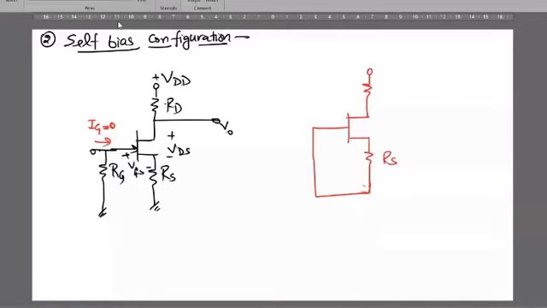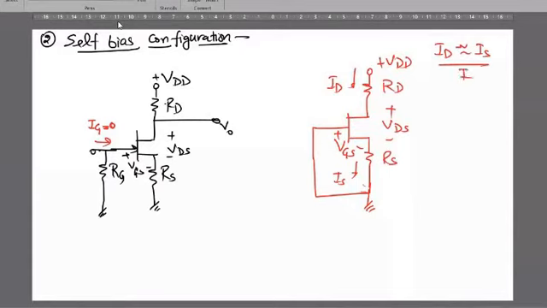and this terminal is grounded. This is VGS plus minus. This is VDS plus minus, and this is RD, and this is plus VDD, and the current that flows through is ID, and this is IS. And another assumption that we know very well, that is ID equals IS because IG equals zero. Okay, fine. Rest of the things are similar to the previous version.